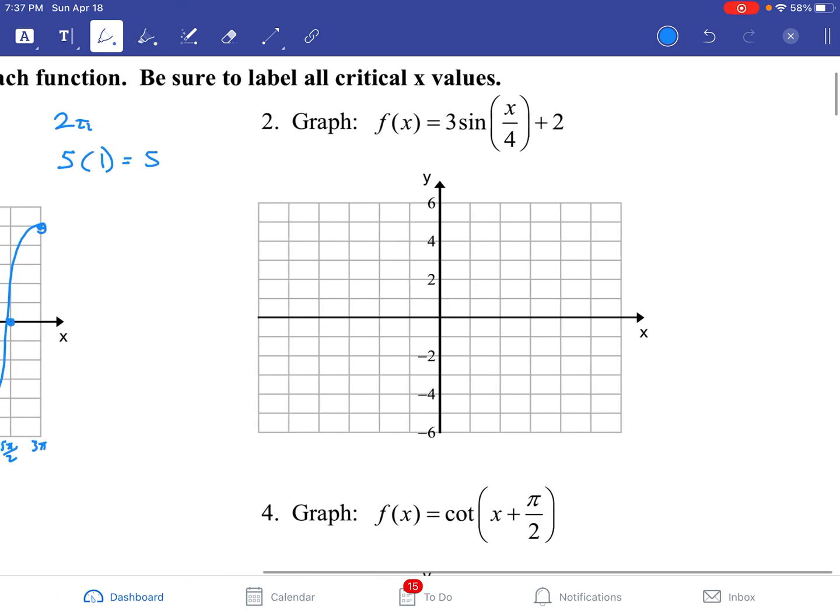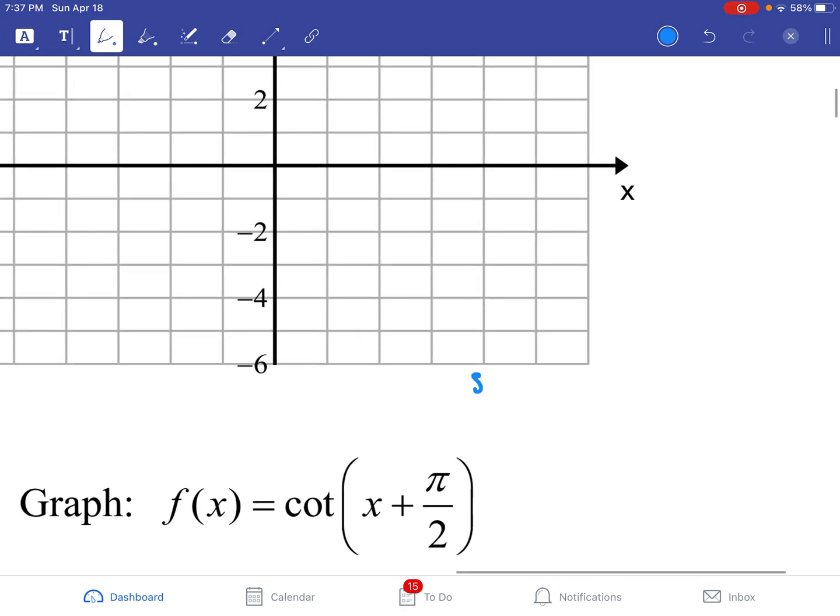Number 2, find the period change. Now something is being multiplied or divided by with the x, and that is the x over 4. So we're going to set that equal to 2 pi, since our standard period for a sine or cosine graph is 2 pi. And multiply by 4 on both sides to get x by itself, and x will equal 8 pi. So we take 8 pi and we make our intervals. So here's 8 pi, half of 8 pi is 4 pi, half of 4 is 2 pi, and 3 times 2 is 6 pi.